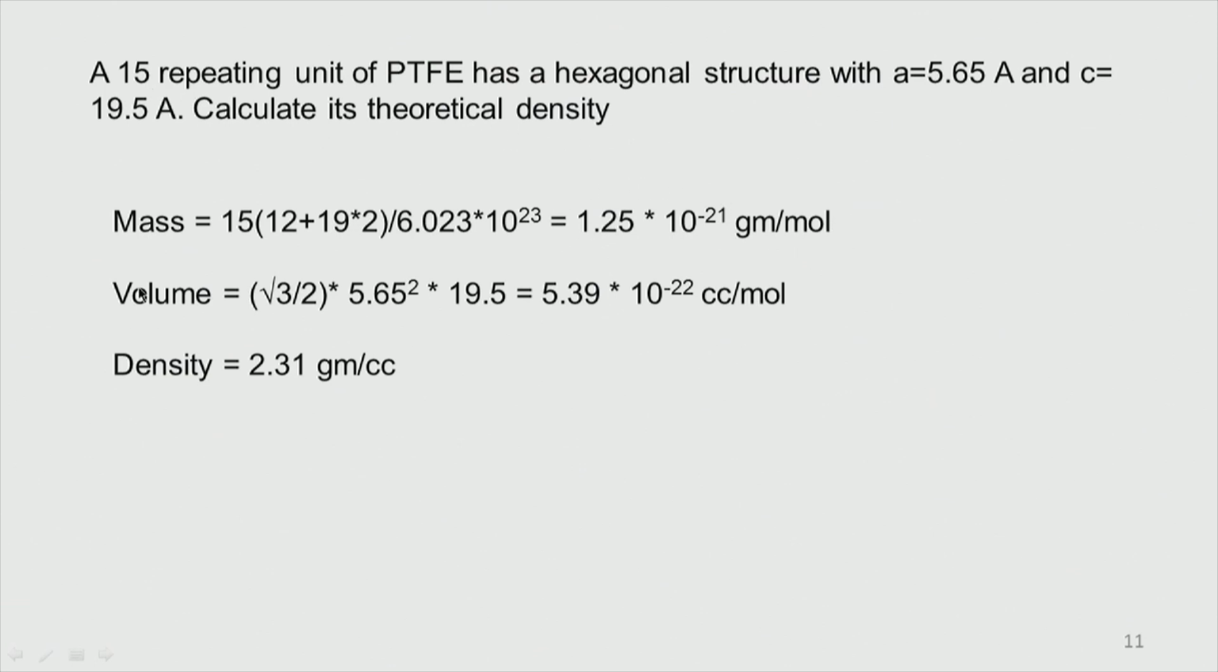Now, the volume of a hexagon is square root of 3 divided by 2 A square C. A square is 5.65 square, C is 19.5. So, that comes out to be this cc per mole. So, mass by volume, density is 2.31 gram per cc. Okay.